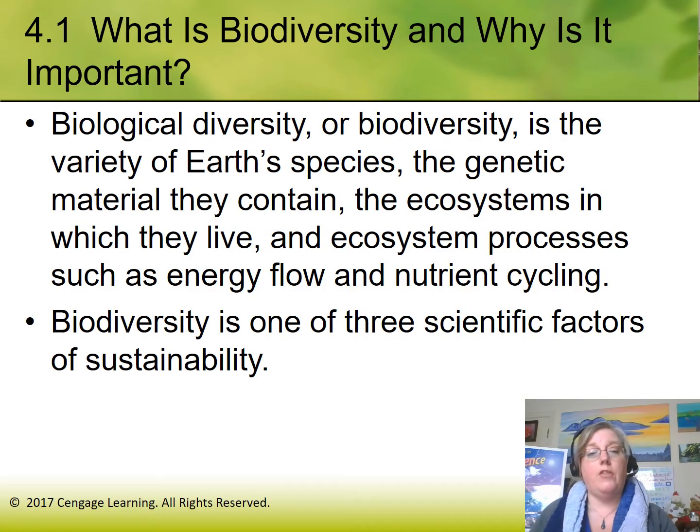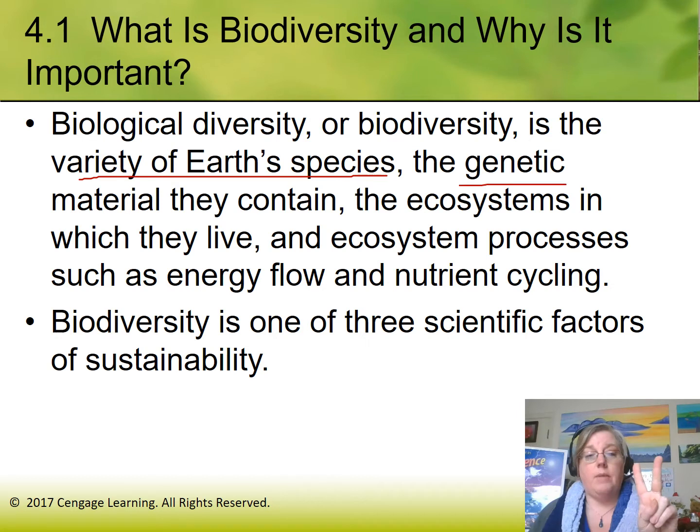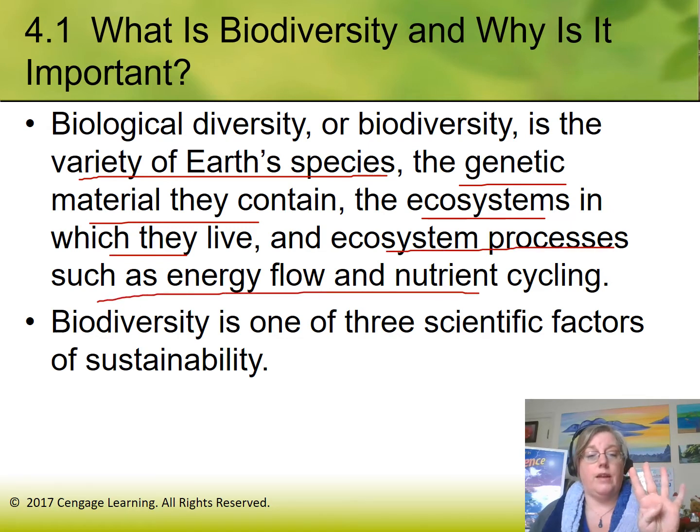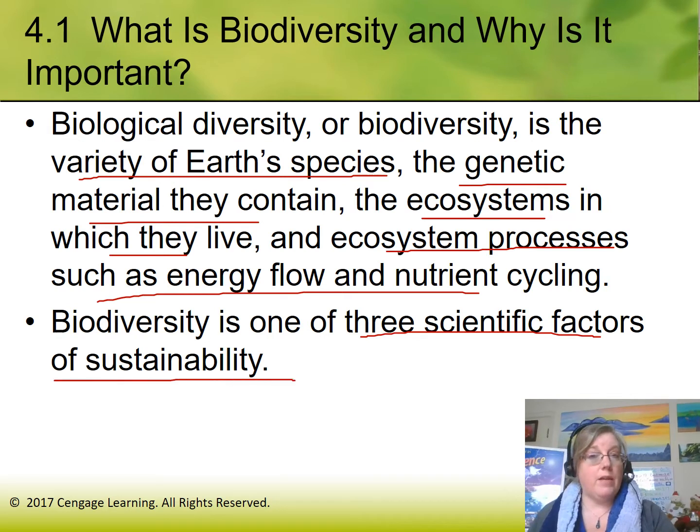Okay, so biological diversity, or biodiversity, is the variety of the Earth's species. That's the first one. The genetic material which they contain, the ecosystems in which they live, and then ecosystem processes like energy flow and nutrient cycling. It's one of the three scientific factors of sustainability. Do you remember learning that in the very beginning in Chapter 1? The scientific factors of sustainability. Biodiversity is one of those.